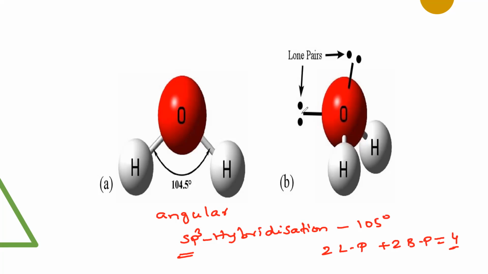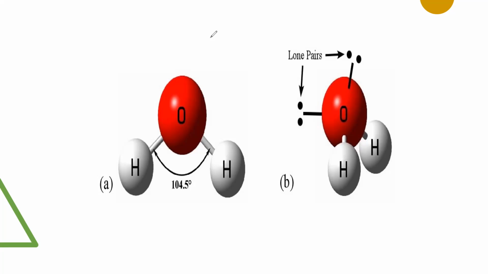In water molecule, oxygen atom contains two lone pairs. It contains how many lone pairs? Two lone pairs and two bond pairs. Next, continuation.